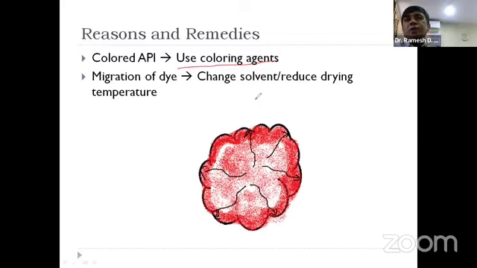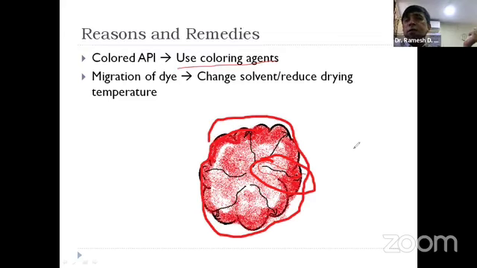And second is the migration of dye. We have discussed this while discussing granules. Normally, when we are drying the granules, the solvent will migrate, and along with the solvent, the dyes which are water soluble will also migrate. They will make the surface solvent rich with the dye. Now, when these granules are compressed, then this less colored surface from within will get exposed.